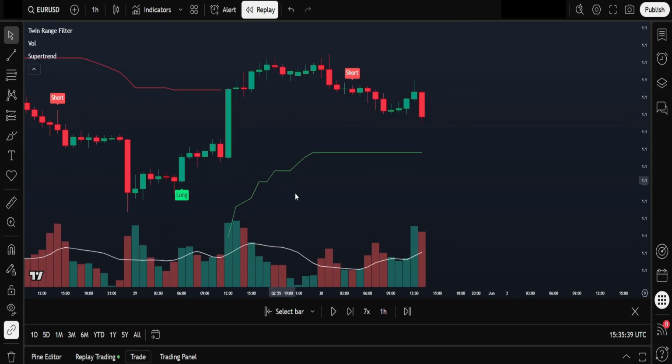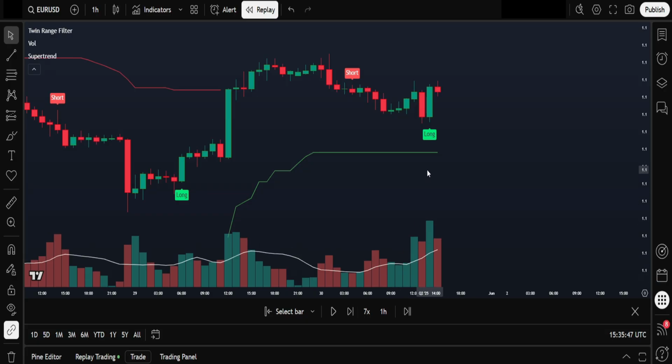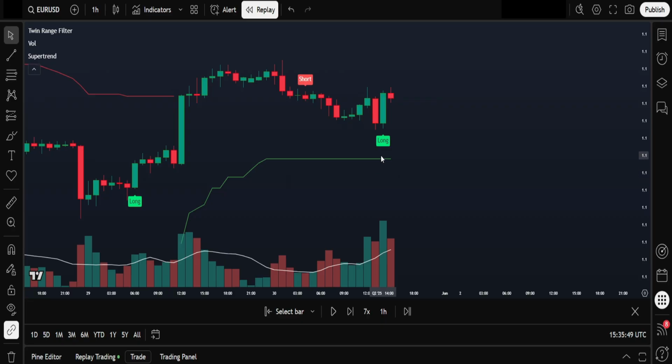Long example number 2. Think pullback and release with structure. SuperTrend is still green and price remains above it, so we keep a long-only mindset. Price pulls back toward a minor shelf. Volume softens during the pullback. That is normal. We wait for participation to return.